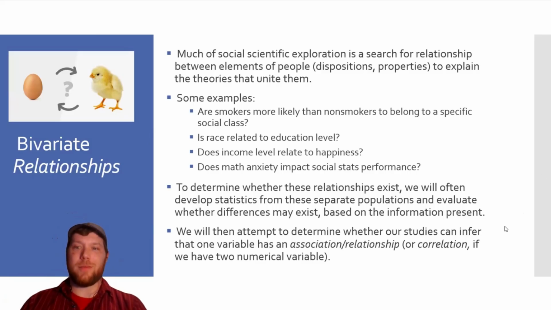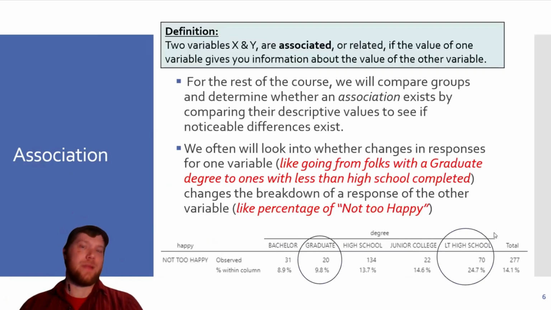We have two variables. Now, two variables, x and y, we'll call them, are associated or related if the value of one variable gives you information about the value of another variable. For the rest of the course, this is what we're going to be doing. We're going to be determining whether an association exists by comparing their descriptive values to see if these notable differences exist. We'll often look into whether changes in response of one variable, like going from folks with a graduate degree to ones with less than high school completed, changes the breakdown of responses of another one, the percentage of people who are not too happy.